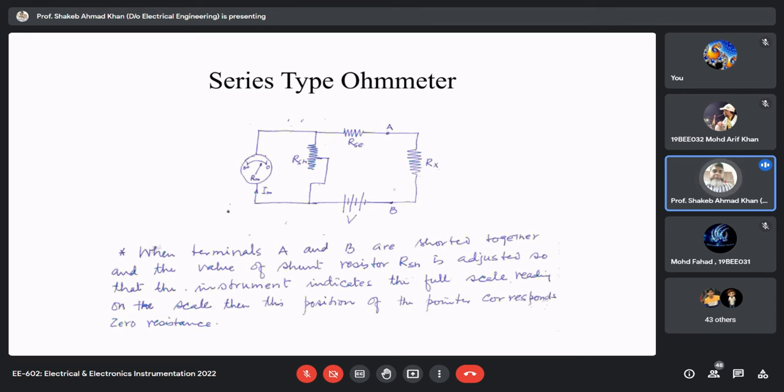Anyway, I'm coming back to the ohm meter. You can see this is a permanent magnet moving coil meter, and this is your shunt resistance. Now we are coming back to the measurement of unknown resistance. What will be the range of the unknown resistance? What could be the range? I'm talking about the complete range, or extreme values.